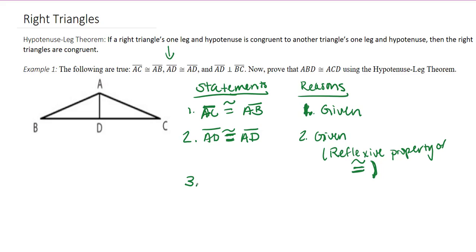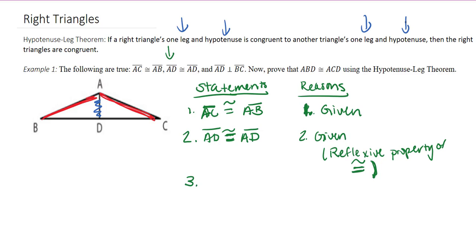So now let's go back. What have we shown? We have shown that this looks like the hypotenuse, and they're congruent to each other. We know that one of these legs is congruent with each other. So one of the legs and one of the hypotenuses. So we've proven one leg and one hypotenuse is congruent to the other triangle's one leg and hypotenuse.